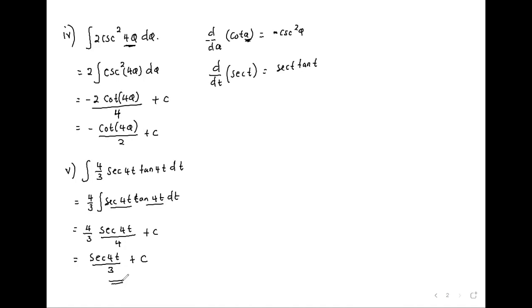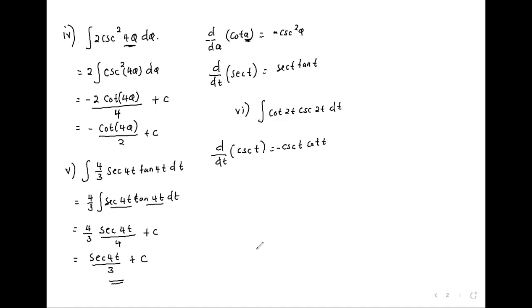Okay. So I'll leave the 6th one for you to do. For you guys to try this one: the integral of 2t cosec 2t cot 2t dt. Again, I can remind you that the derivative of cosec t is cosec t cot t, negative.